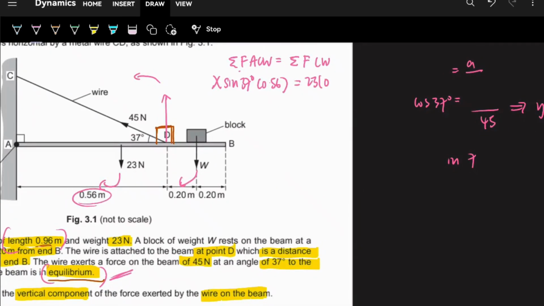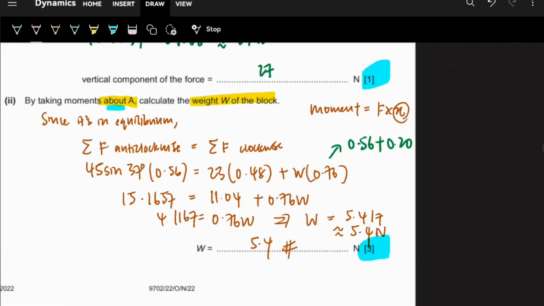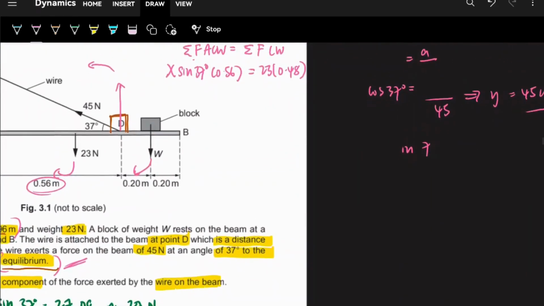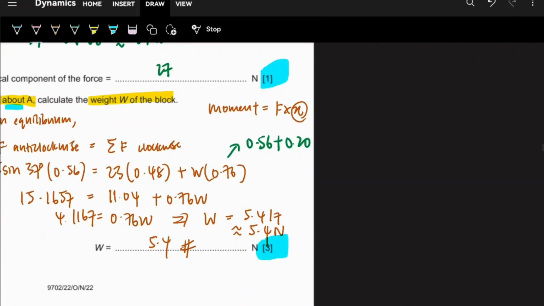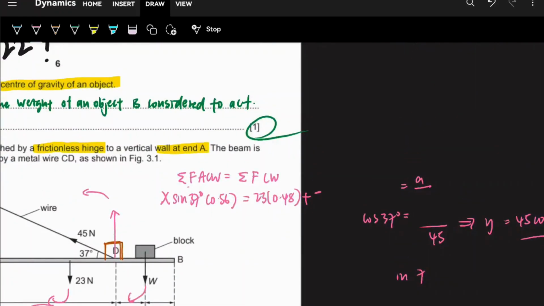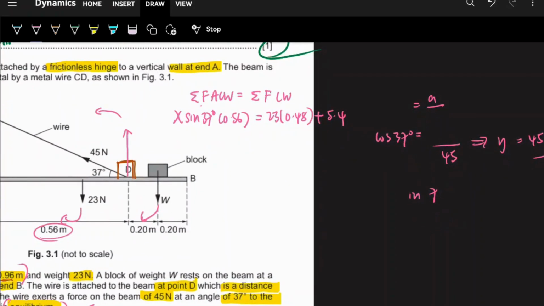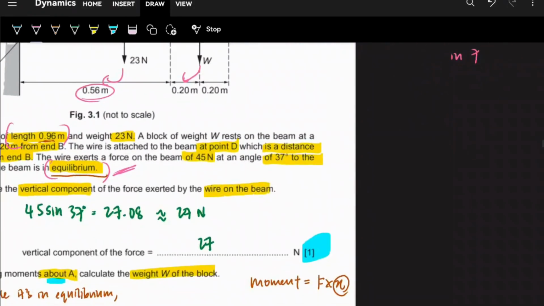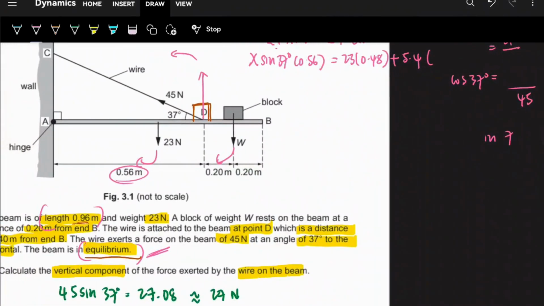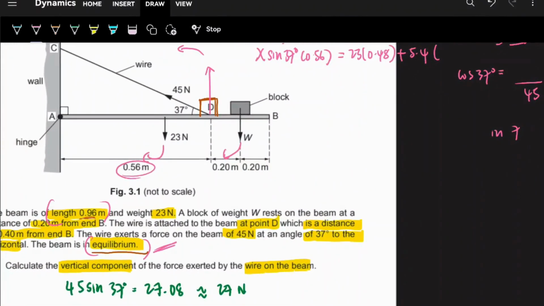Clockwise, 23 Newton, 0.48, because it's the same value, plus, what was your weight just now? 5.4. 5.4, and your distance was 0.76. But it was 0.76. Now we have already changed the distance, right? Because we are bringing it closer to D. So now I'm going to take this value.